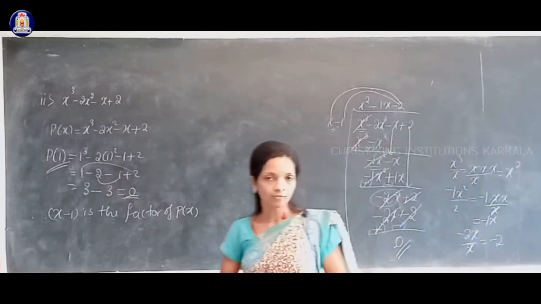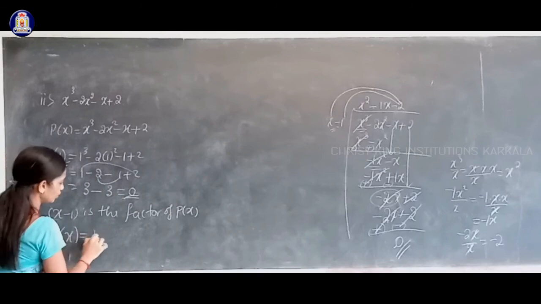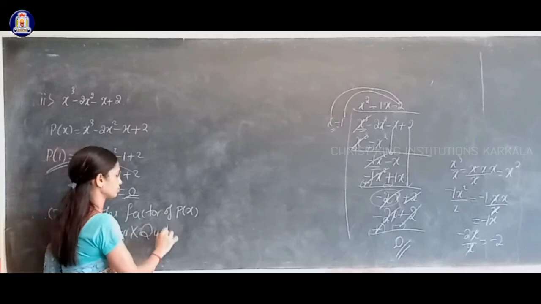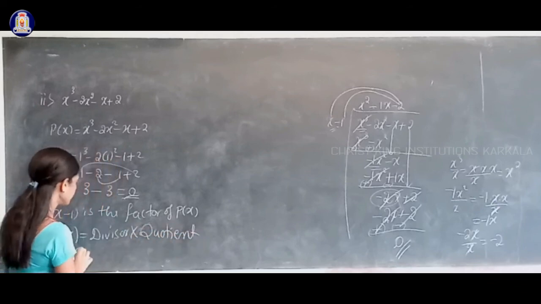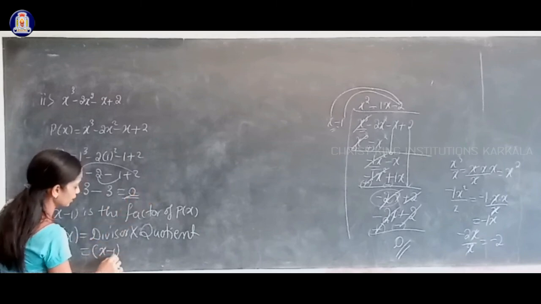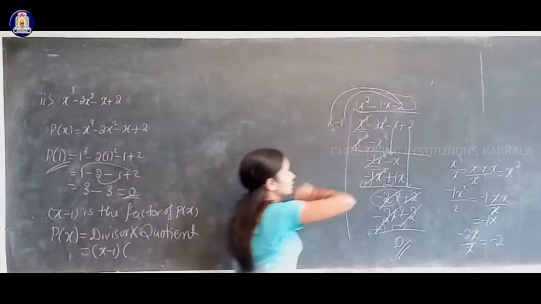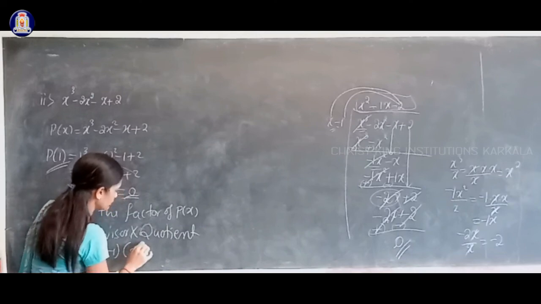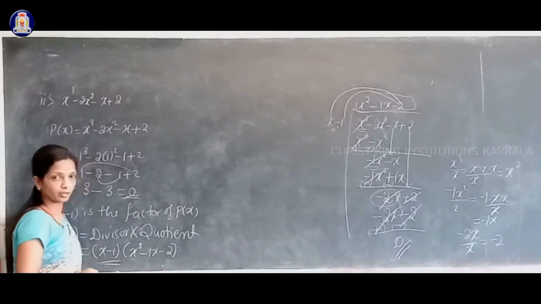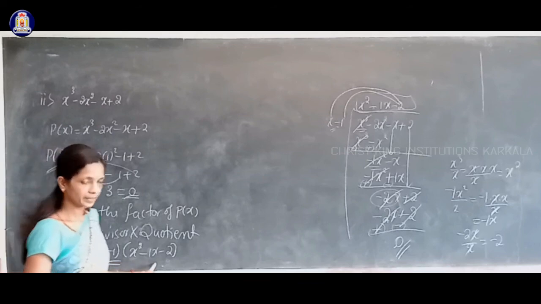Okay. So after that, you have to write the p of x like this. P of x is equal to divisor into quotient. Okay, what is the divisor? Divisor is nothing but the factor, that is x minus 1 into, what is the quotient? Quotient is in this place, always x square minus 1x minus 2. Okay, after that this first factor you have to keep till the end as it is, and this quadratic factor you have to factorize by splitting the middle term.